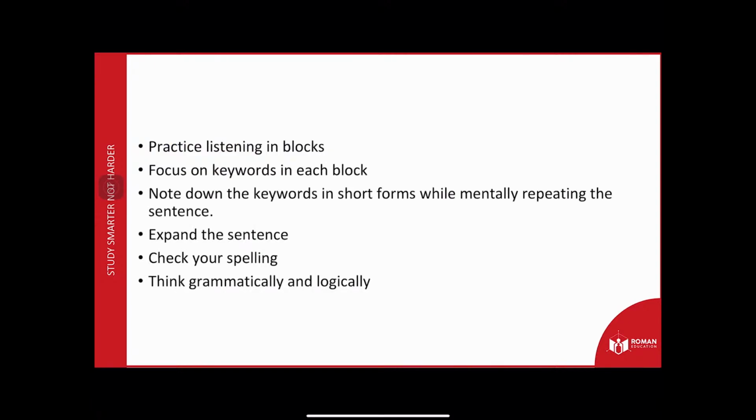Okay, as I said, the gist of everything we discussed today is you should try to practice listening in blocks of ideas, chunks. Make sure that you can at least remember the most important word in that block. If you are the kind of person who has to write the notes first before writing the full sentence, then write those keywords first. If you ask me how I do it, I write the full sentence.